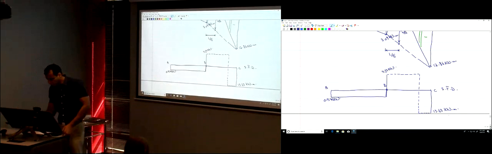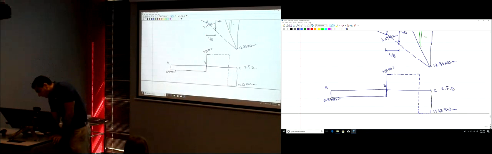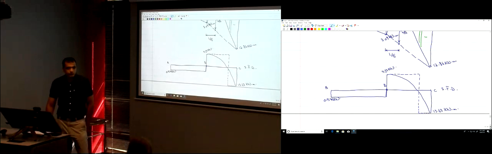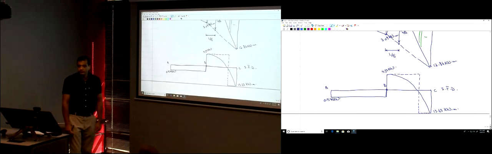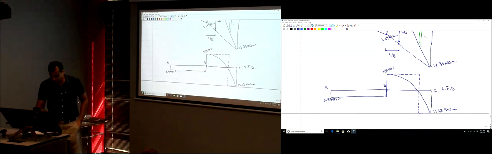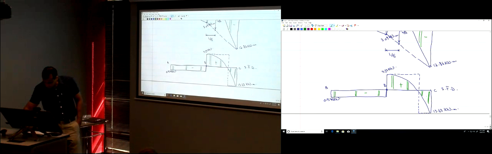So the slope here is 0. And then it's going to go like this down. So this is the shear force diagram. All that is left is just hatching, the sign, and this is how the shear force diagram looks like.